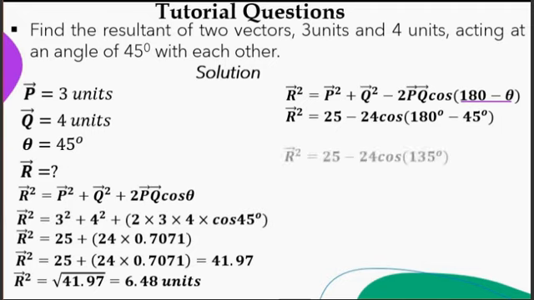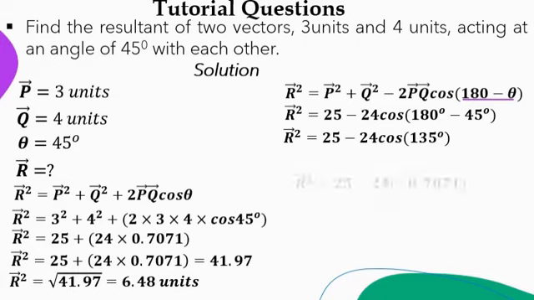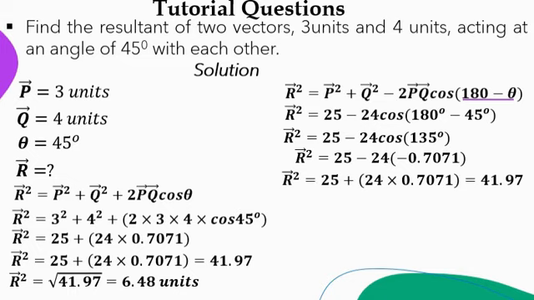So when we simplify that, 180 minus 45 gives you 135. And then if we go ahead, we are going to have r squared is equal to 25 minus 24 into minus 0.7071. You can see that the cos of minus 135, I beg your pardon, is minus 0.7071. So by the time this minus multiplies this minus outside, you are going to have it become a plus. So this still brings us to the same answer.